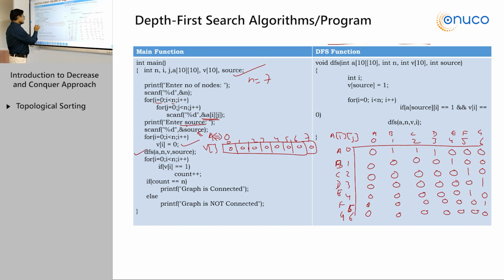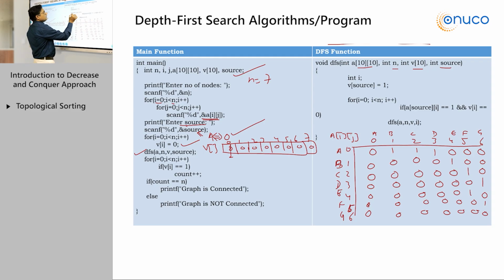Now we have called a function DFS A and B source. Since source we have already read over here, A is the source vertex. It means we are writing here V of source, V of A is 1. So V of 0 is 1. Why is V of 0 1? Because we said that A is nothing but 0, B is 1, C is 2, like this.